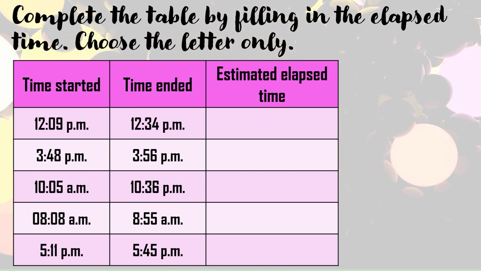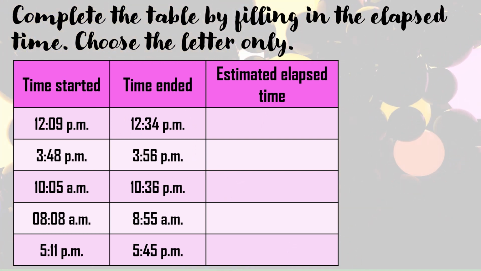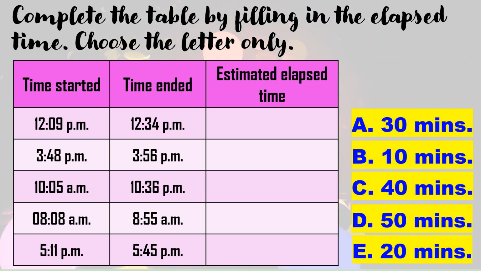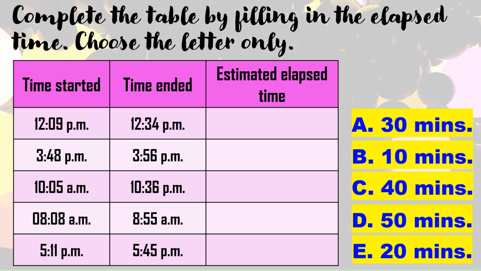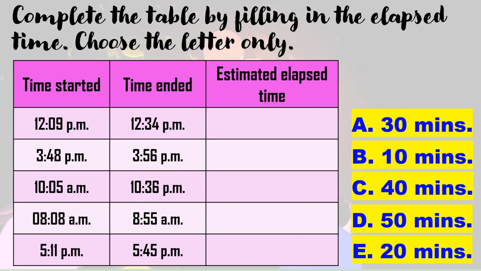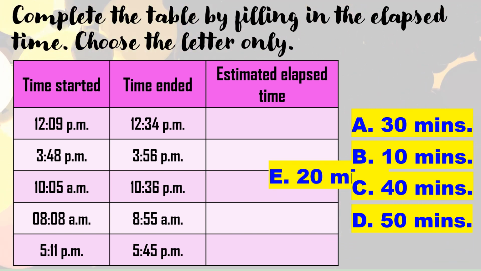Okay, let us try your understanding. Complete the table by filling in the elapsed time. Choose the letter only. Okay, here from number 1, 12:09 is the started time and the ended time is 12:34. So 12:34 becomes 12:30 subtracted by 12:10. So the answer is, okay, very good, 20 minutes.